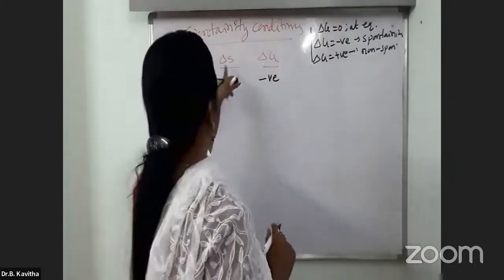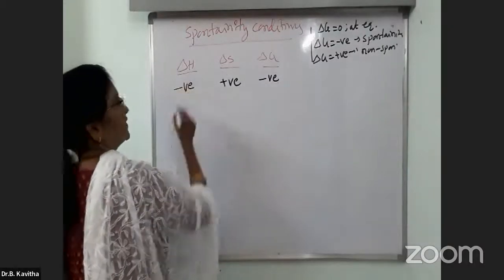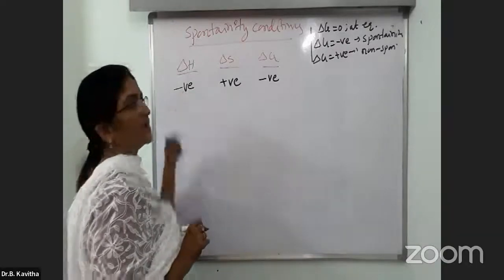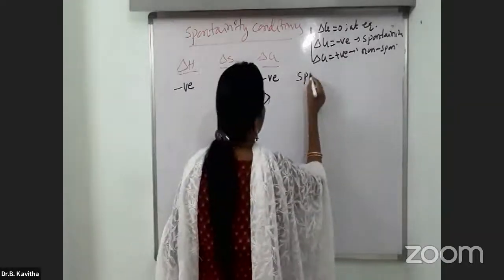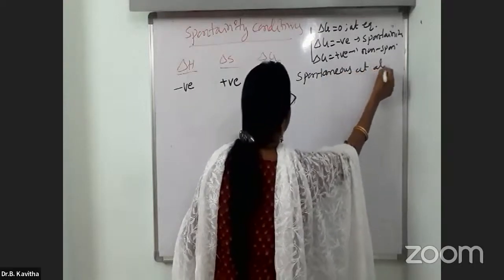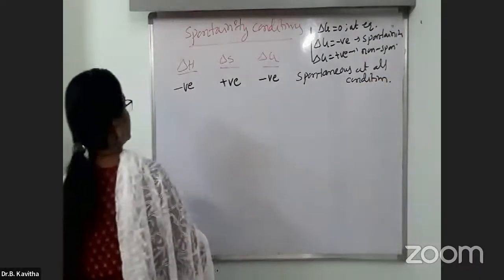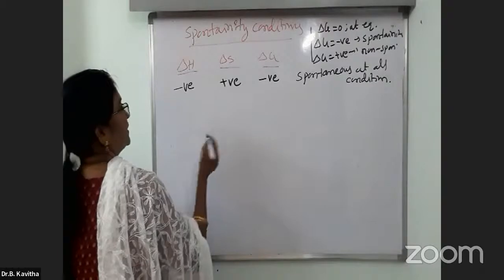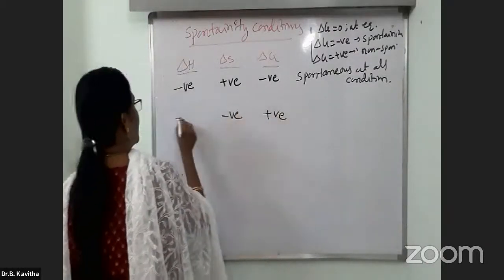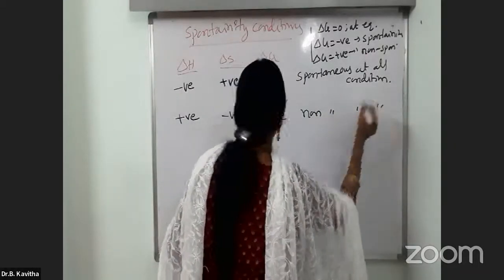So whenever you are writing delta S as positive, delta G is negative, and always delta H is negative for spontaneity. If delta G is negative, delta H also becomes negative in most cases. This is spontaneous at all conditions. Then non-spontaneous: this is positive, this is negative, and this is positive. This is non-spontaneous at all conditions.